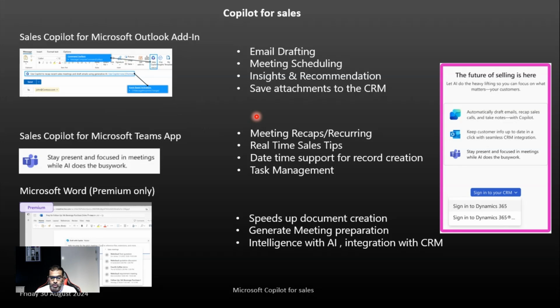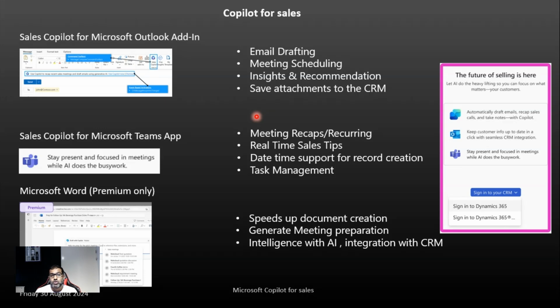And let's come into the Sales Copilot for Microsoft Teams app. In the Sales Copilot for Microsoft Teams app, you see the meeting recaps. For example, if you're conducting a meeting, of course, when Microsoft Teams has been utilized effectively by an organization, they also send the meeting request to the customers. And when the meeting is completed, you have a very good opportunity to do a meeting recap. The Sales Copilot does a meeting recap based on the conversations that you had with the customer, and it would also be able to schedule a recurring meeting, which is really good, right?